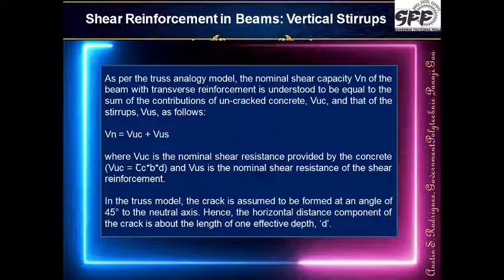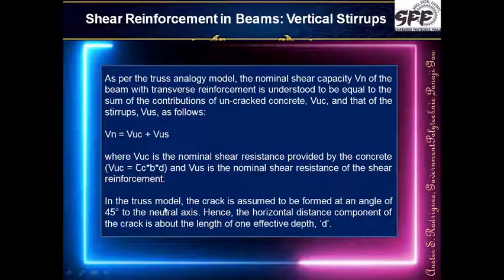So Vn, that is the nominal shear capacity, is equal to VUC, that is the contribution of uncracked concrete, plus VUS, that is of the stirrups. Now we call it VUS, the IS code calls it VS. So let us look at the things positively over here. VUC is the nominal shear resistance provided by the concrete. So VUC is tau C into bd, as we have already discussed earlier, and VUS is the nominal shear resistance of the shear reinforcement.